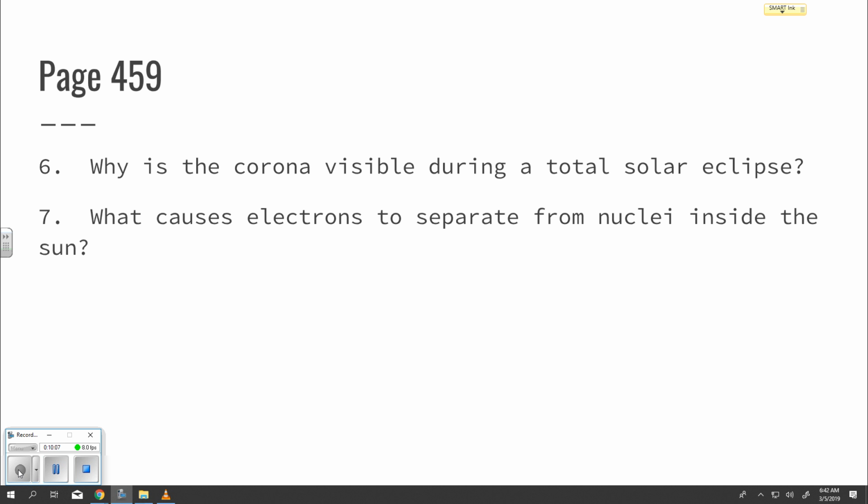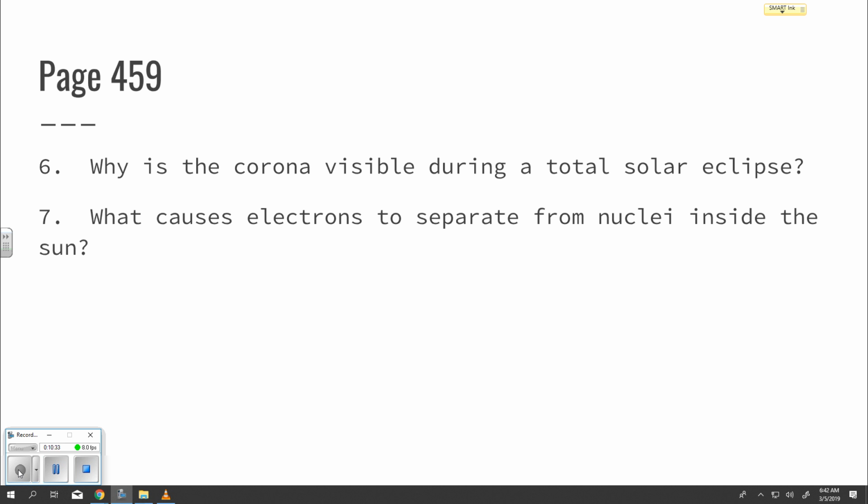Where does the sun's energy come from? Highlight. The sun produces energy through a process called nuclear fusion. Continue highlighting. During nuclear fusion, the nuclei of small atoms fuse or combine to form larger nuclei. Nuclear fusion releases huge amounts of energy.